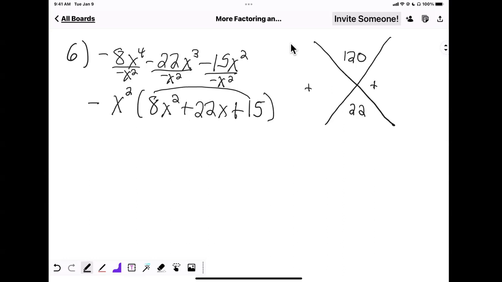Okay, so I know 60 times 2, that's not going to work. 40 times 3, that's not going to work. 30 times 4, but 10 and 12. 10 times 12 is 120, and it adds up to be 22. Now we have to go back. Remember the minus x squared. That's done. It just stays out. And I just did totally what I told you to do first. Boom.